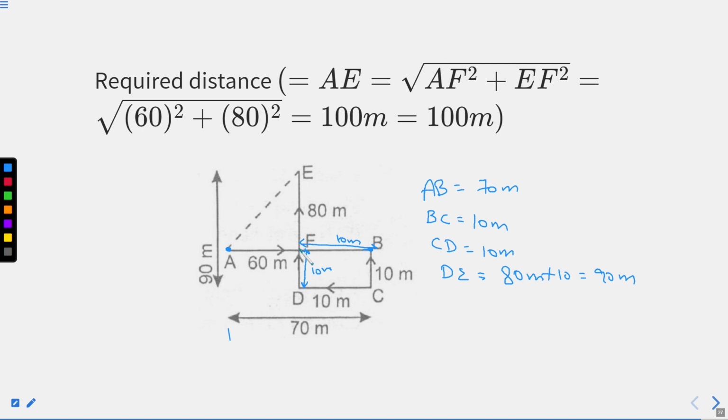A triangle is formed. I'll mark this point as F, which is already given here. So what triangle is formed, right? That triangle is E, F and A, where AF is 60, FE is 80. We need to find out AE. We are using the Pythagoras theorem here. We know the values of AF and EF, that is 60 and 80. On solving, we are getting 100 meters. So this distance is 100 meters, right?